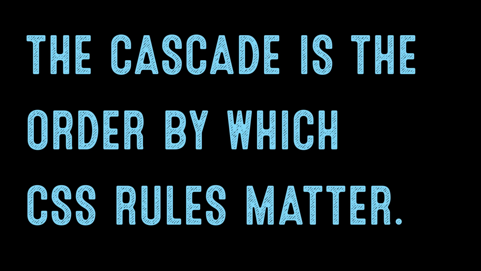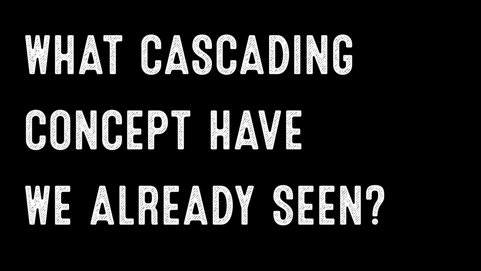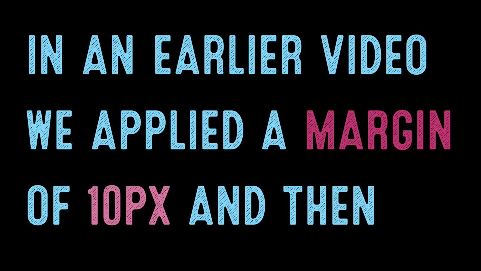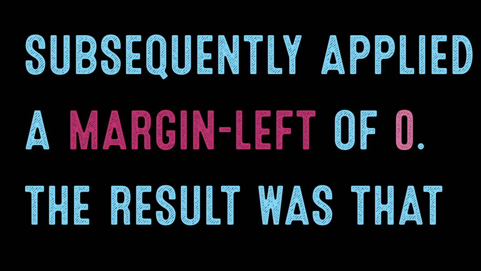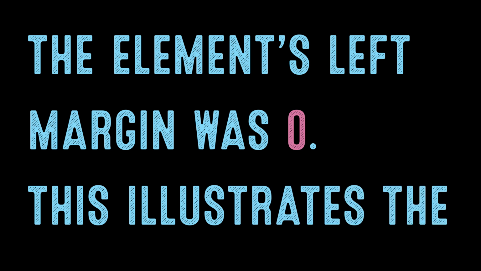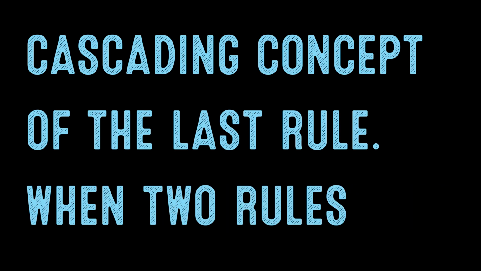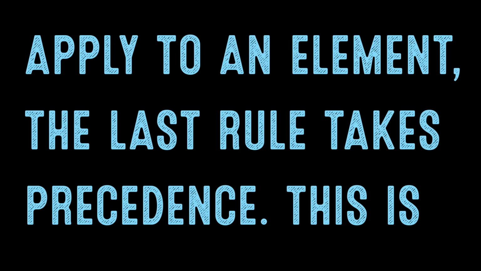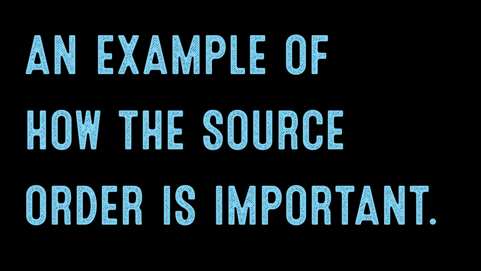How would we define the cascade? The cascade is the order by which CSS rules matter. We have already seen some examples in practice. What cascading concept have we already seen? The concept of the last rule. In an earlier video, we applied a margin of 10 pixels and then subsequently applied a margin left of 0. The result was that the element's left margin was 0. This illustrates the cascading concept of the last rule. When two rules apply to an element, the last rule takes precedence. This is an example of how the source order is important.